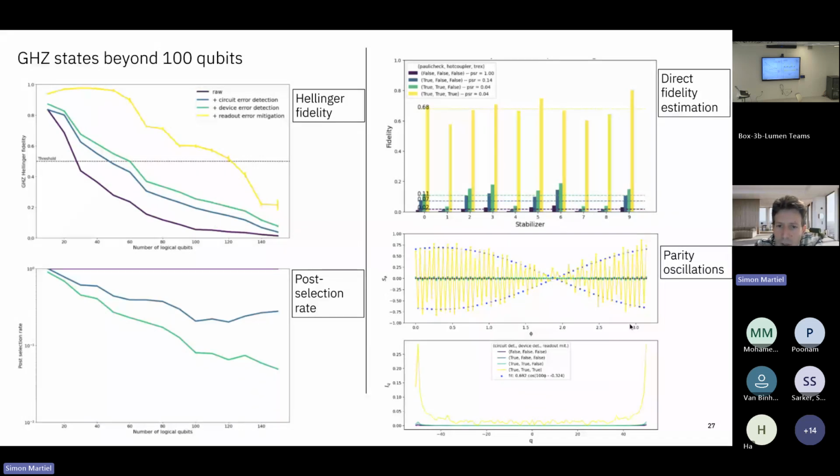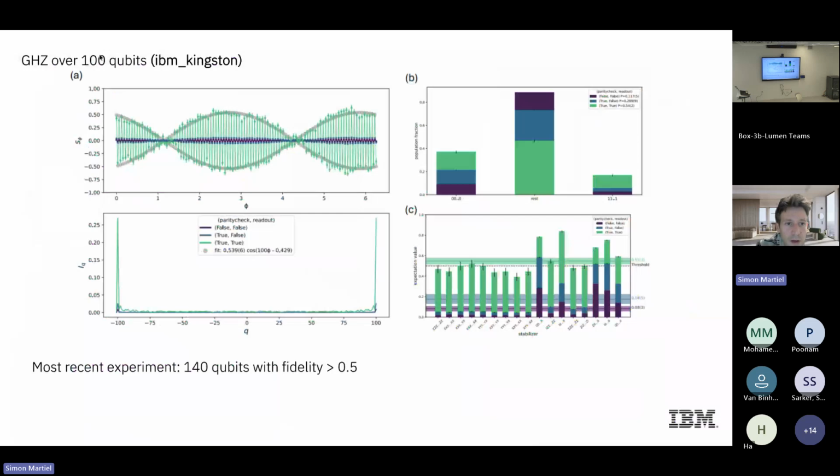We also ran an experiment where, instead of applying a Hadamard gate at the beginning, we apply an RY gate with some phase, meaning that we expect the fraction of zeros and ones to oscillate and form this type of curve here. And we actually observe this phenomenon quite easily in the device. This is a result where we had 100 qubits on a chip called IBM Kingston.